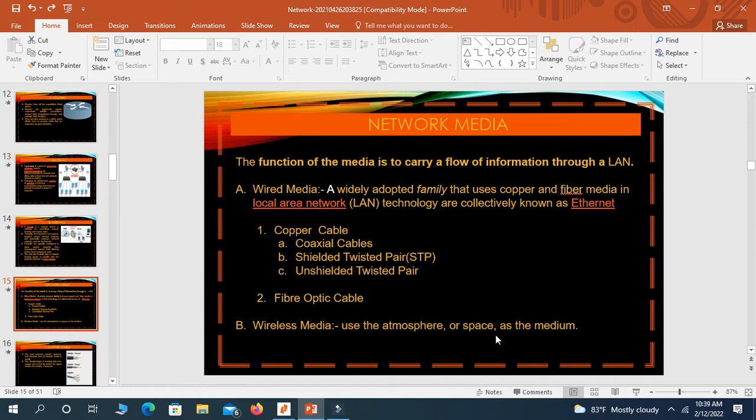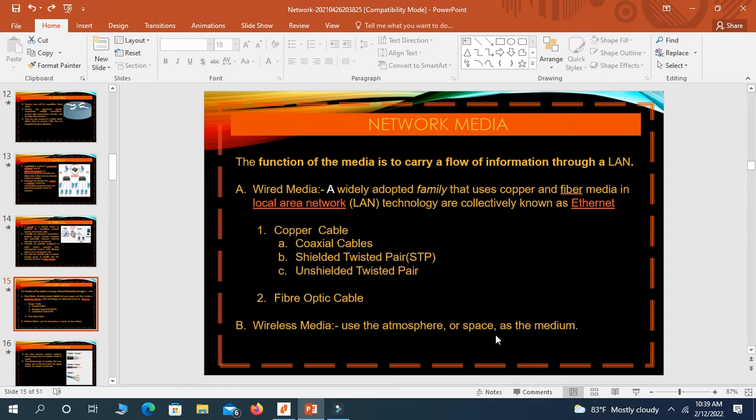Next up, we have network media. A function of the media is to carry a flow of information through a LAN. First up, we have wired media. It's a widely adopted family that uses copper and fiber media in local area network technology, collectively known as Ethernet. We all know this, right?